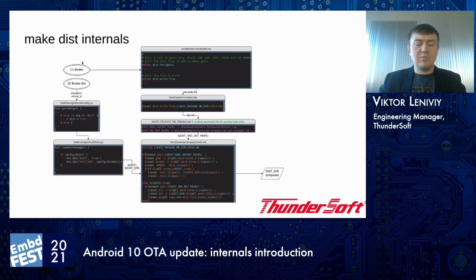So first, you build, you run make, and when you run make, every goal that should get to the dist directory gets this callback, dist for goals, and basically this produces a list in a text file. Here is an example, and every goal has a corresponding file. So on the make step, it's only producing this text file. It doesn't compose this directory itself.